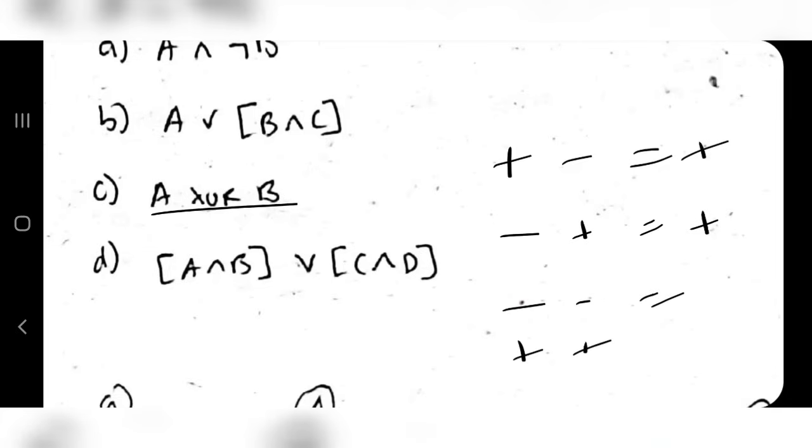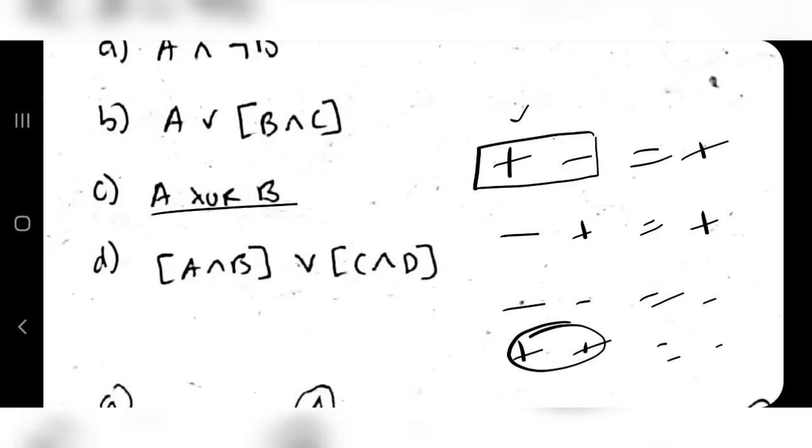Okay. Moving on, you have the next question, which is A XOR B. XOR means what? If it is plus and minus, then it will be plus. If it is minus and plus, then it will be plus. If both are minus or both are plus, it will be minus. Why? Because exclusive OR means it is the actual OR. Both being positive means it is not exclusive. Exclusive means only one should be positive. If one is positive, the final value is yes.